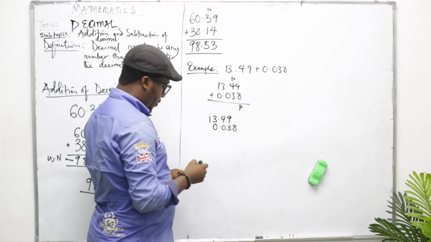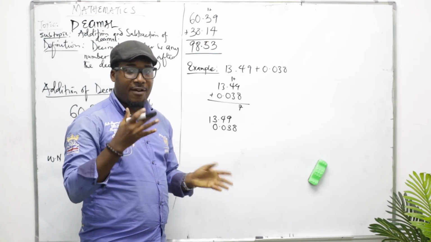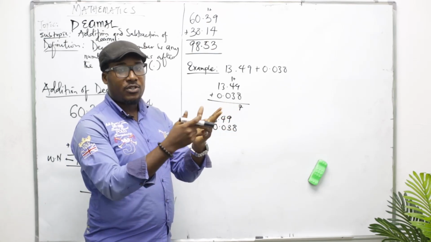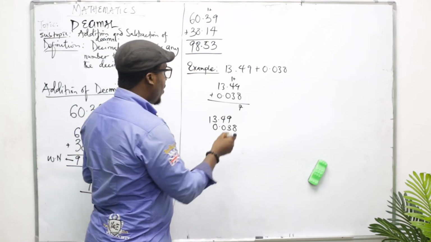1 plus 4 is 5. Now 5 plus 3, you can count it with your hand again: 5, 6, 7, and 8. So I write down the 8.